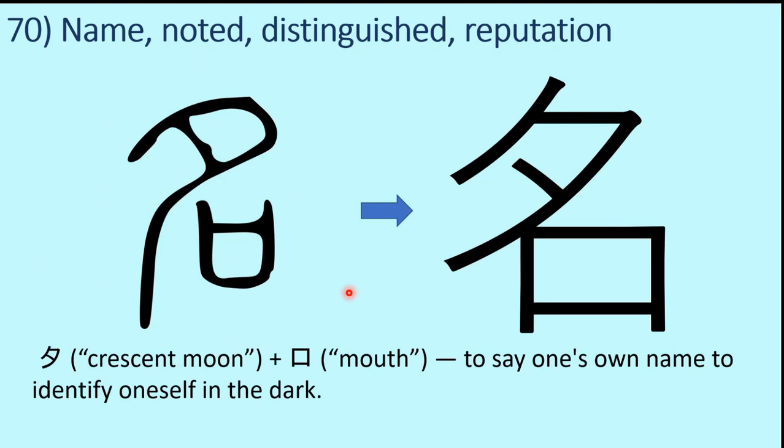So the crescent moon and the mouth together, they represent the meaning of saying one's own name to identify oneself in the darkness. It's funny, isn't it? So they have thought so much about all these and came up with these characters. So it's really strange, but it is what it is. That is, this character represents the name, that is namae. When we say watashi no namae wa sujoe desu, then in place of namae, we can use this character. We can use this character in place of na of namae.